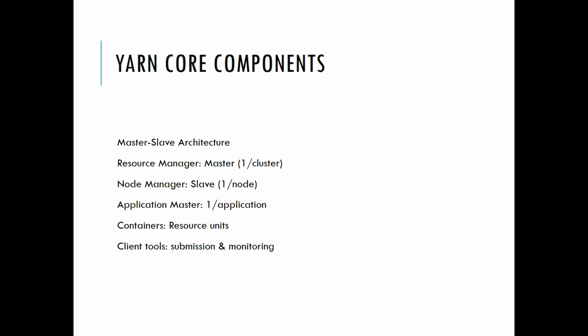YARN operates on a master-slave architecture. Its core components are as follows. The Resource Manager, or RM, acts as the master daemon, one per cluster. The Node Manager, or NM, is the slave daemon, running on every single node in the cluster. Each application has its own dedicated application master, which manages its lifecycle. Resources are encapsulated in units called containers. Finally, client tools are used for application submission and monitoring.